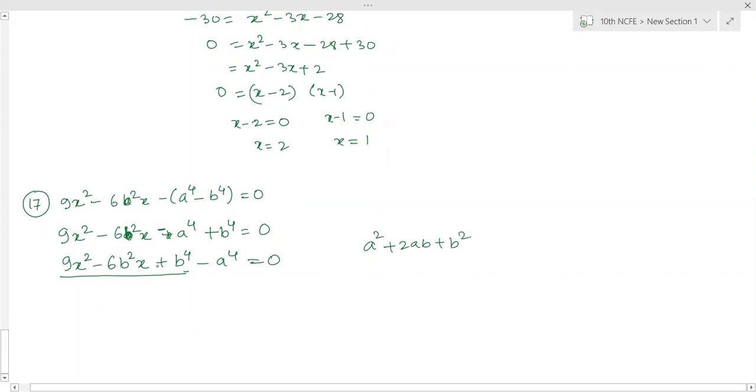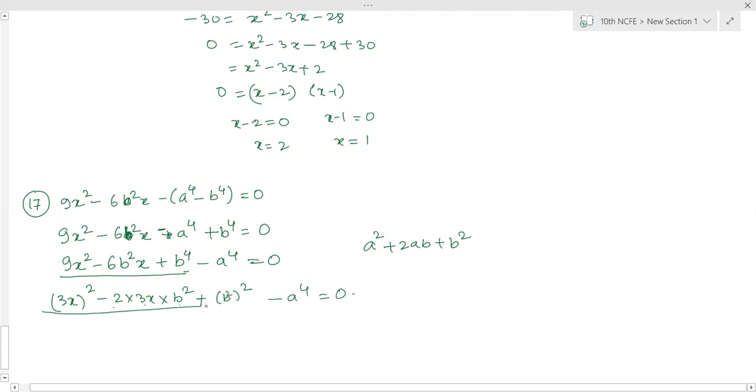This is always in that form, so we have to write it like this. It is 9x, that means it is (3x) whole square minus 2 into 3x. So already 6x we got. So what is the third term? Second term is b square, so 2ab and then plus b square is needed. So what is b? Second term is b square, and b to the power 4 minus a to the power 4 is equal to 0.